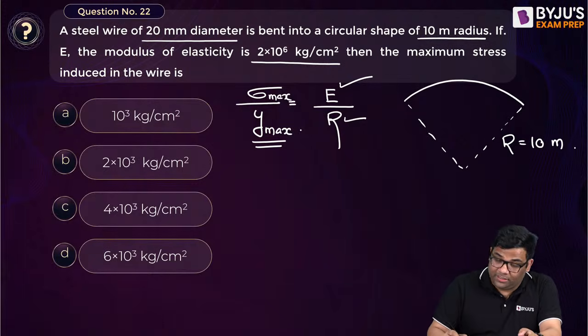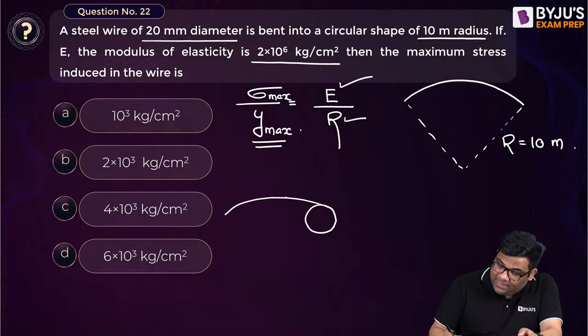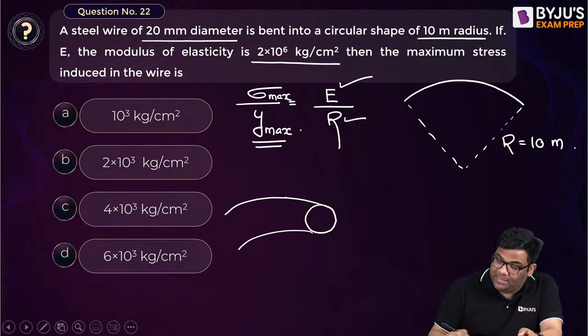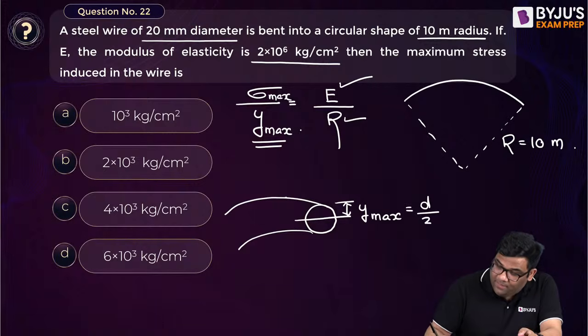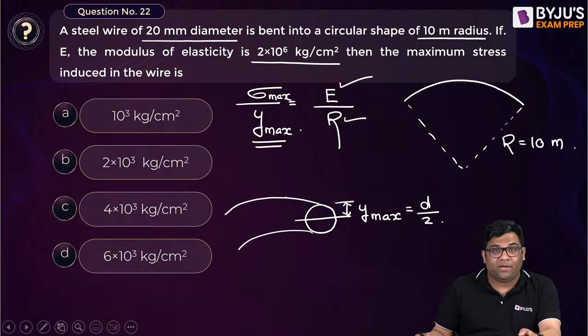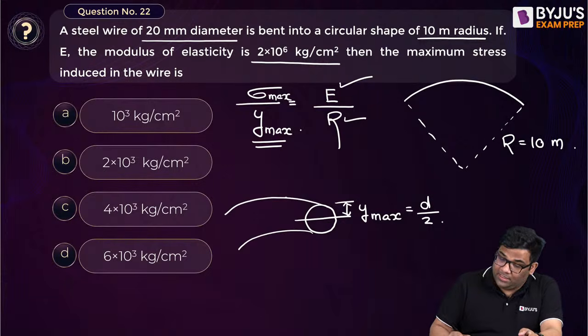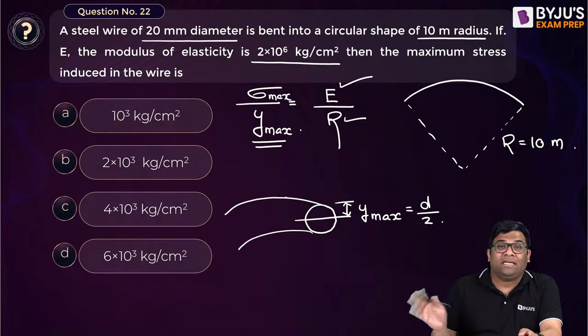That depends on the cross section. You see, the steel wire is bent like this. So if you see the cross section, Y max means what? Maximum distance from the neutral axis. So the maximum distance from the neutral axis will be how much? The diameter by 2, right? Diameter by 2, yes or no? Yes. So here put everything in kilogram and centimeter square.